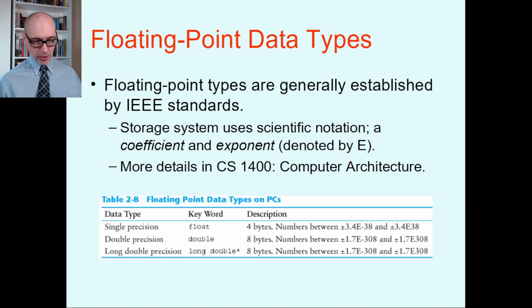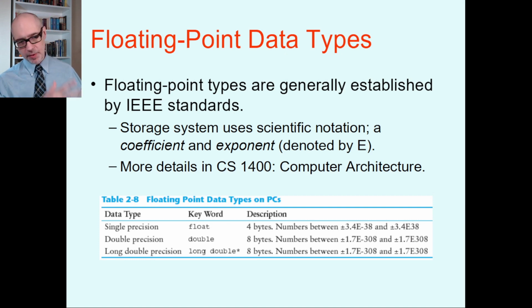If that's not enough for you, then you can use the double precision floating point type, and that's what we use the double keyword for. No big surprise. Why is it called double? It takes twice as much space. It takes 8 bytes, which is to say, of course, 64 bits.